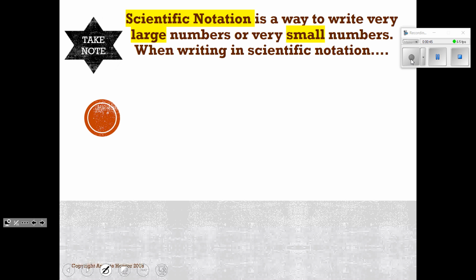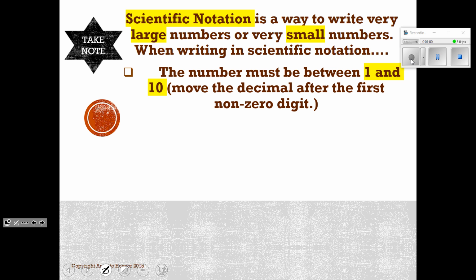If you look at the top of your notes, scientific notation is a way to write very large numbers or very small numbers. We're going to look at some basic principles of writing numbers in scientific notation. First thing, when writing in scientific notation, the number must be between 1 and 10. So what that means is if you have a number like 325,000, that number is not between 1 and 10.